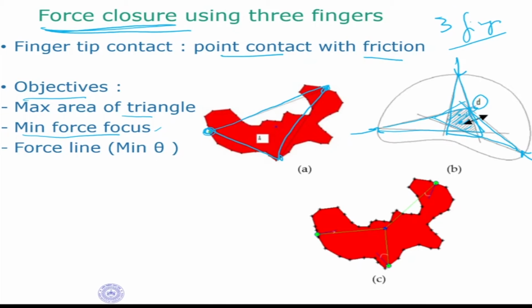The third is force line, which is the same as the previous case. This object is here, it is pointing in this direction, so it is making an angle theta there. We should place the fingers at locations where the normal at that point goes through the CG. That means this theta should be minimized. So for force closure, we have 3 objectives: maximum area of triangle, minimum force focus, and force line, minimum theta.